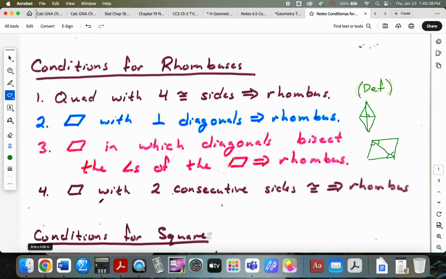And then the last one is if you have a parallelogram with 2 consecutive sides. Do you know what consecutive means? Who can tell me what consecutive means? Yeah, one right after the other. So if you're going around the figure, if you know it's a parallelogram and you know, say, these 2 sides are congruent, it's got to be a rhombus because the opposite sides are going to be congruent all the time, and that'll get you all 4 sides congruent.